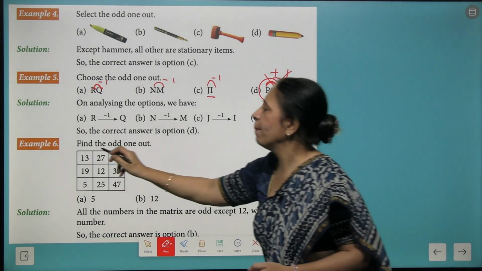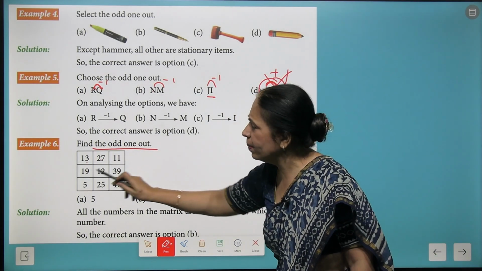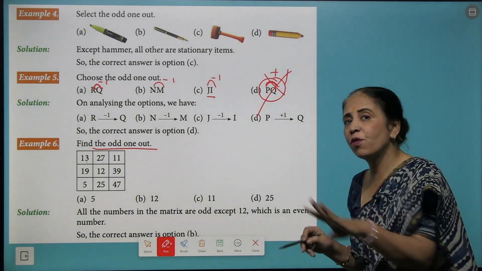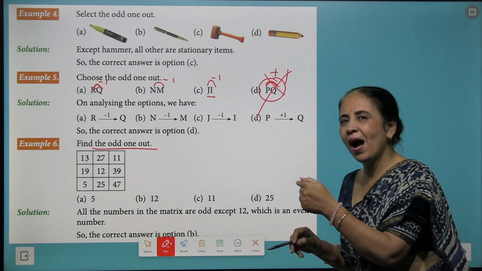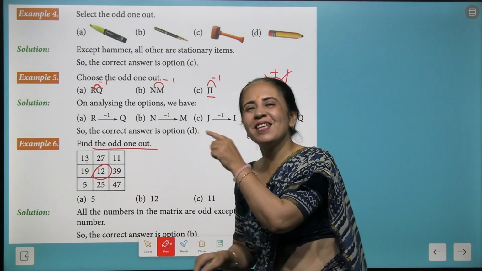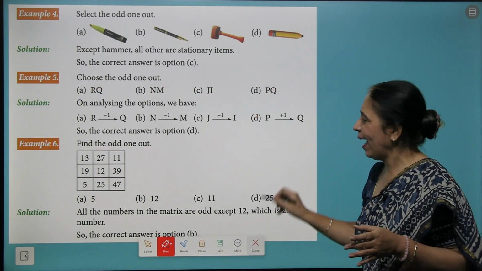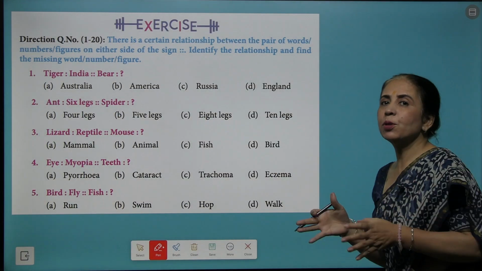Coming to the next example, I am taking related to numbers. Here if you observe the numbers very carefully, do you find some number which is different from other numbers? Quickly, tick tick 1, tick tick 2. Yes, this is even number. Clap for yourself. And I see you are enjoying very much. So let's come to the exercise.